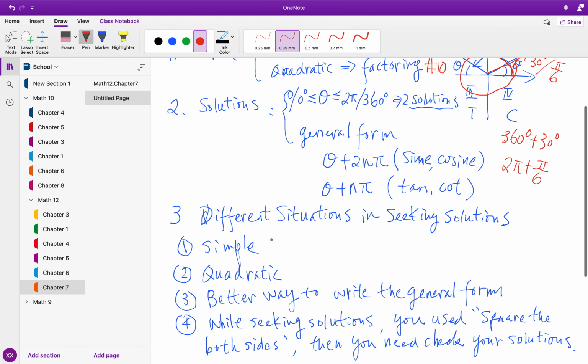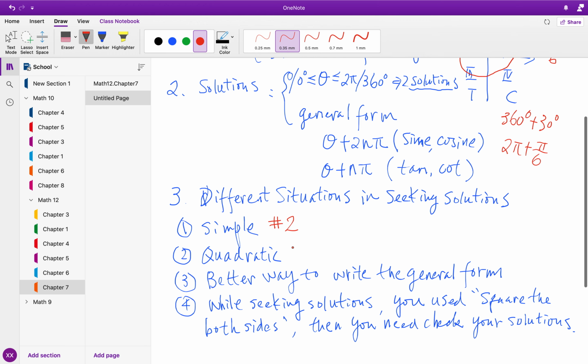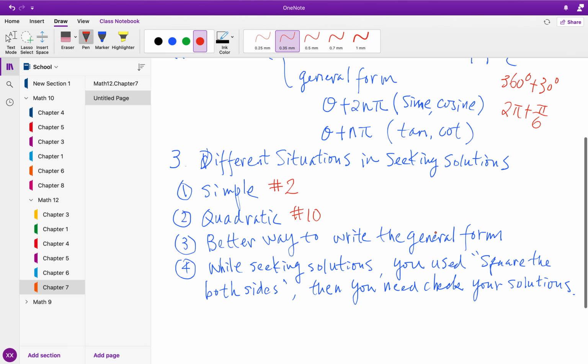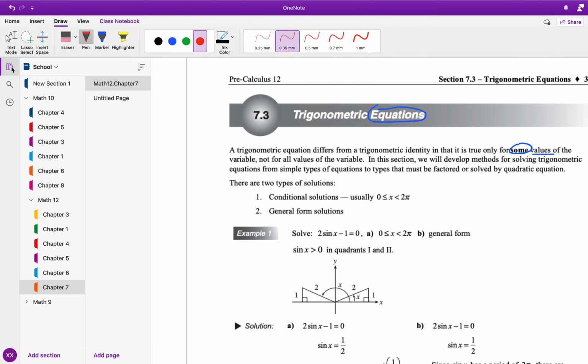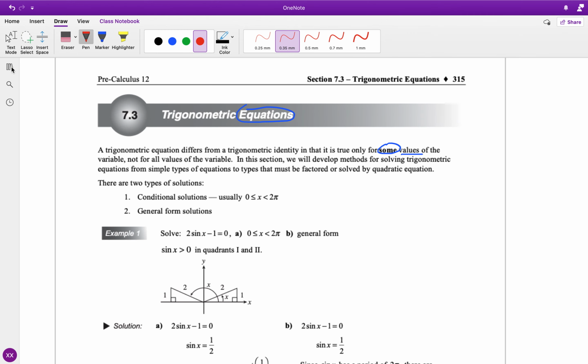So this is number 2. I'm going to talk about this point. I'm going to use number 10 to talk about this point, and then I'm going to use number 5 to talk about this point. And the last one, I'm going to use number 4 to talk about this point. All right? Then let me go back to chapter 7, the book here. All right, so number 2.